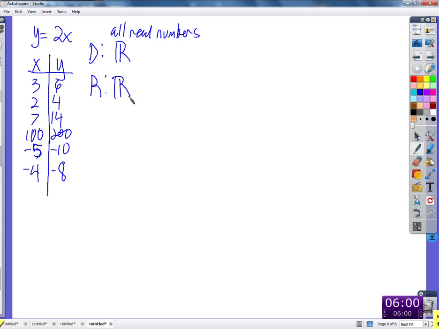Call it a relation for now. This actually is a function, but you don't know what that is yet. So we'll leave that for later. All right, so there is a relation. We have the domain and the range. And now let's look at something that's a little different. How about y equals 2 over x? Think about the domain now.